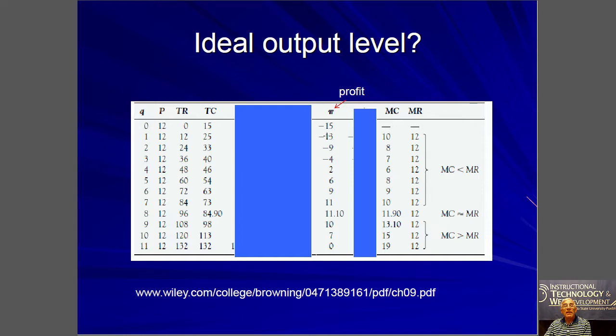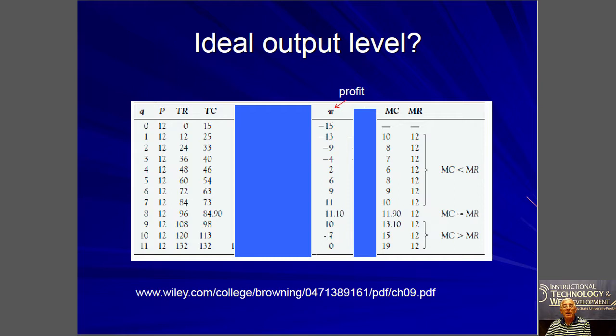If you look at the profit column, it looks like the optimum profit is maximized at $11.10. Move your pencil to the left, and that's at a volume of 8. 8 widgets, 8 units, whatever you're making or selling. Now you could go to 9 units. You're still making a profit of 10. You could go to 10 units. You're still making a profit of 7.